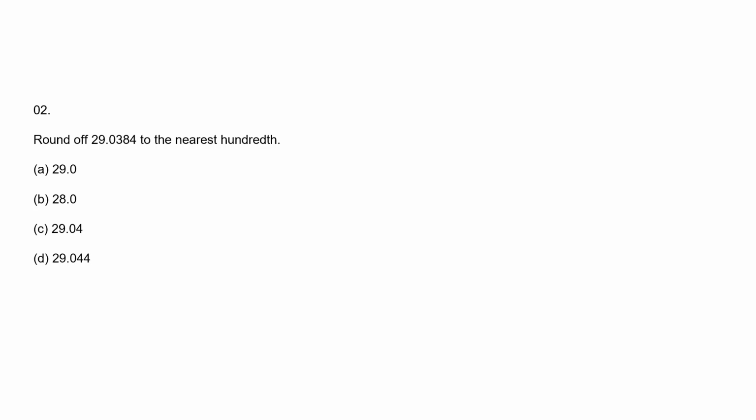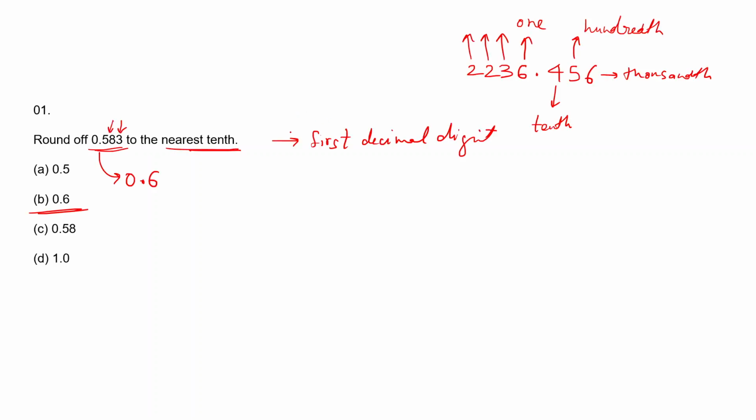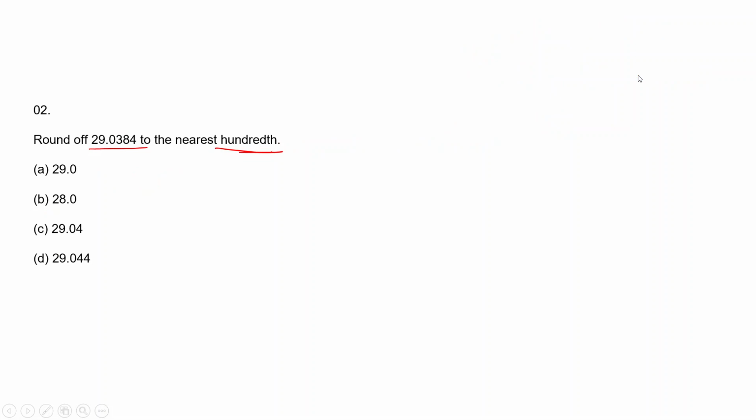Okay. So in this question, we have to round off the given number to the nearest hundredth. As I told you, the first digit is tenth, the second is hundredth, and so on. So if we have to round it off to the nearest hundredth, that means after the decimal point we have to go to 2 digits. So let's see what it will become.